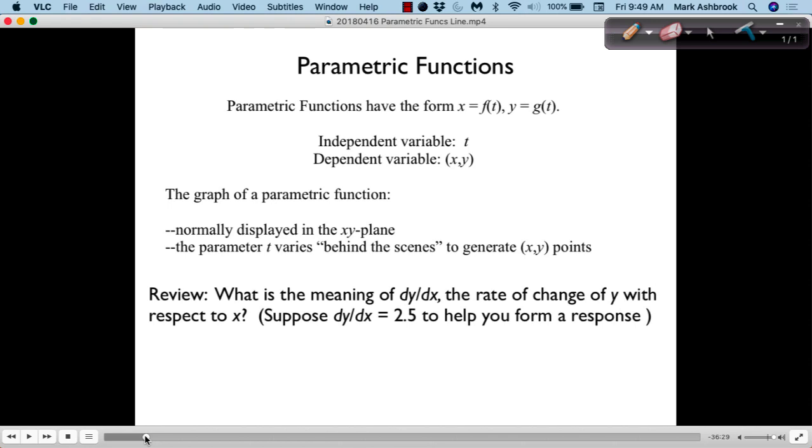Given a small change in your independent, this is the multiplier. This is how much greater the change in y is than the change in x, but as in a multiplicative sense, right? Change in y is 2.5 times as much as the change in x.